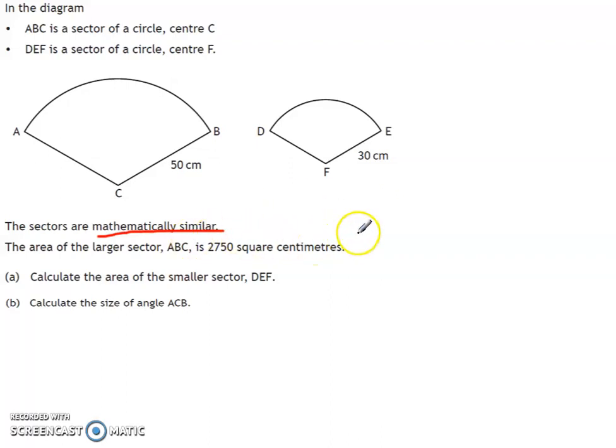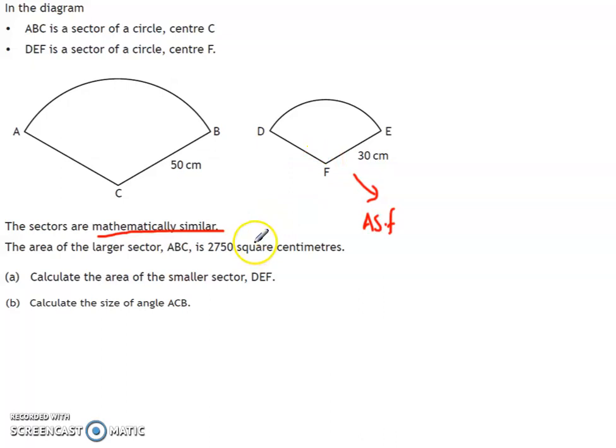What we want to be doing in this question is we're told the area of the larger sector, we want to calculate the area of the small sector, and then the size of the angle ACB. So the first thing we want is the area of the smaller sector. Now what we have to do in order to be able to do this is we have to figure out the area scale factor, and then multiply the area of the bigger one by this to reduce it down.